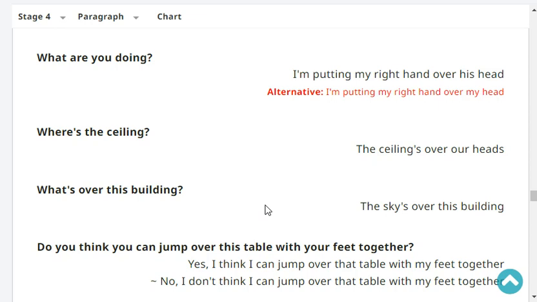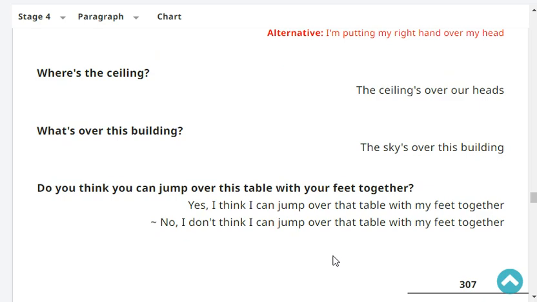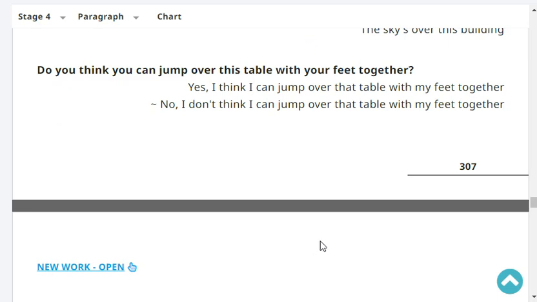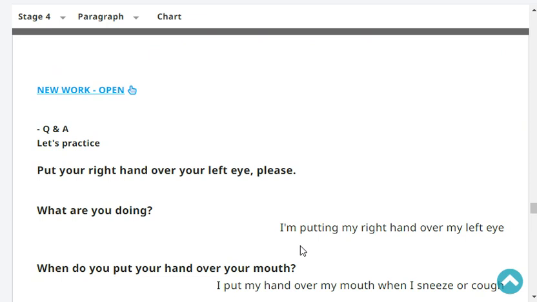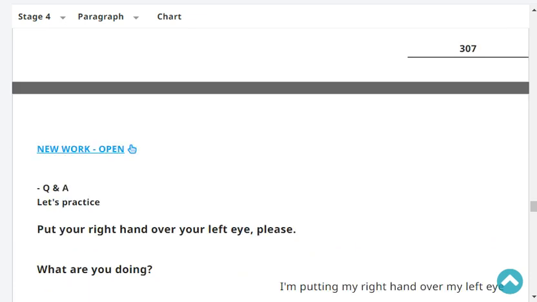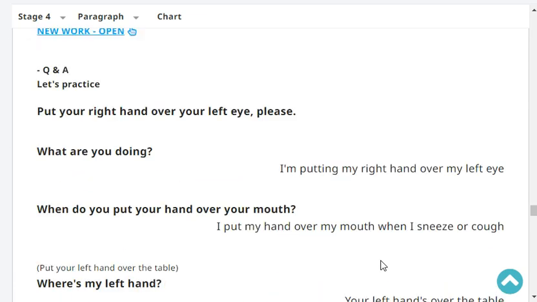Do you think you can jump over this table with your feet together? No, I don't think I can jump over that table with my feet together. Okay, put your right hand over your left eye. What are you doing? I'm putting my right hand over my left eye.